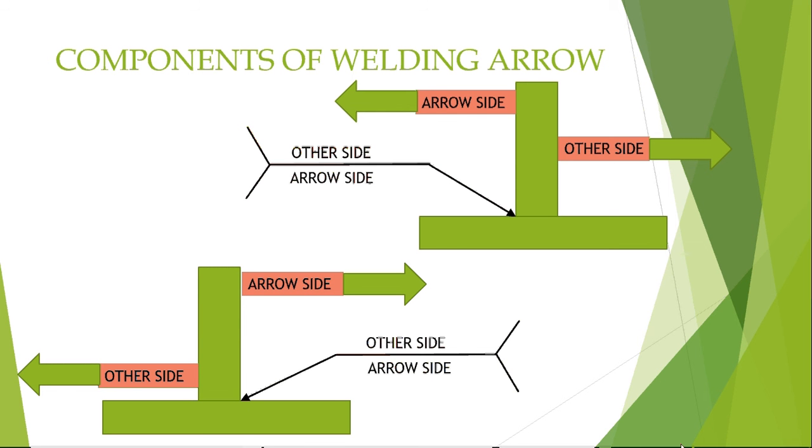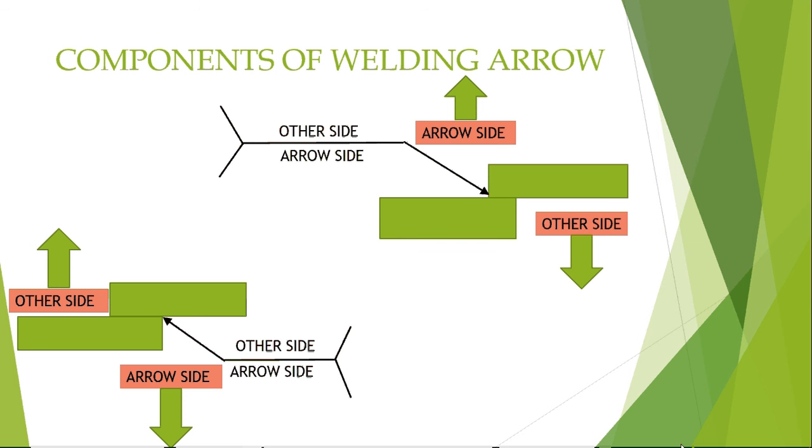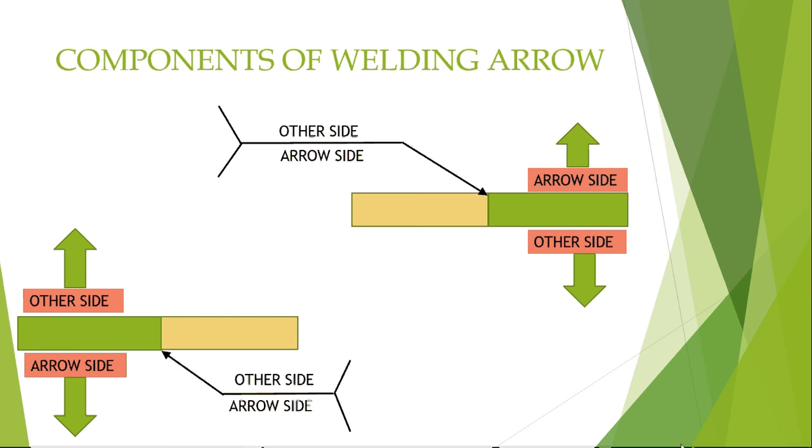Now let's understand the concept of other side and arrow side by considering a typical T-joint. Similarly to a lap joint, and finally to a butt joint.